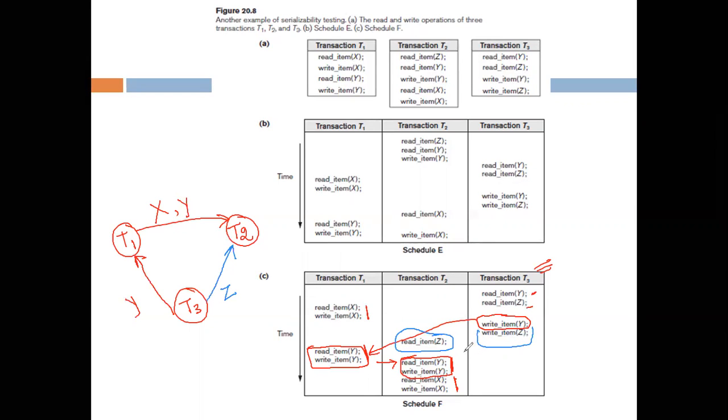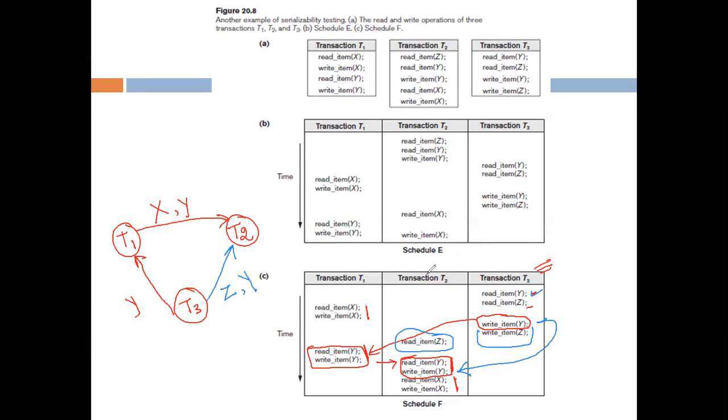So next, variable y also, so here it is read, here write, and here it is reading. So again clearly for y also the operation is taking place first in transaction T3. So we can write an edge for y also from T3 to T2. So this is the complete graph.